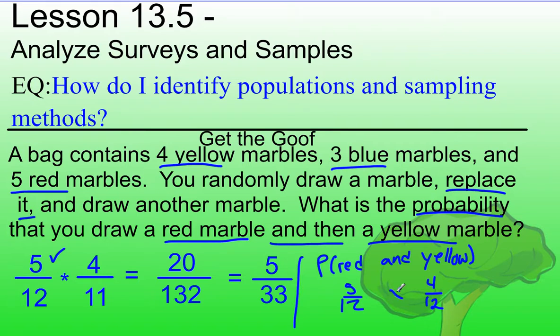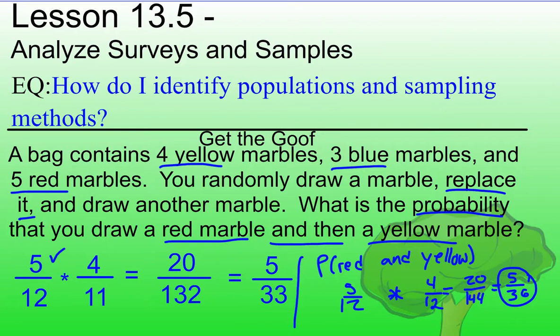So then you'd multiply together, and you get 20 over 144, and that simplifies down to 5 over 36. Divide top and bottom by 4. And then that would be done.